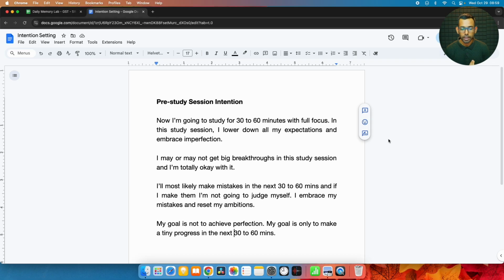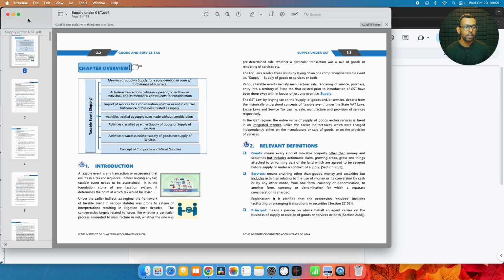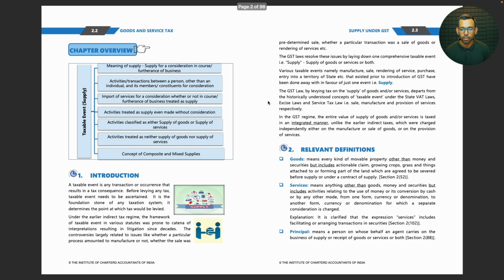I will most likely make mistakes in the next 30 to 60 minutes, and if I make them, I am not going to judge myself. I embrace my mistakes and reset my ambitions. My goal is not to achieve perfection. My goal is only to make a tiny bit of progress in the next 30 to 60 minutes. On that note, let us begin Supply Under GST, round number 5, page number 1 to 10.